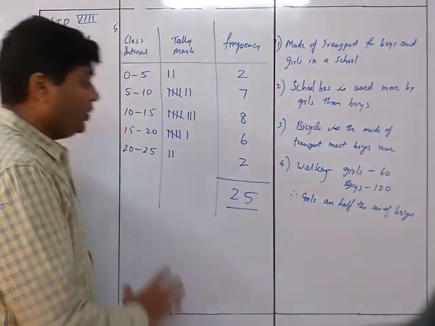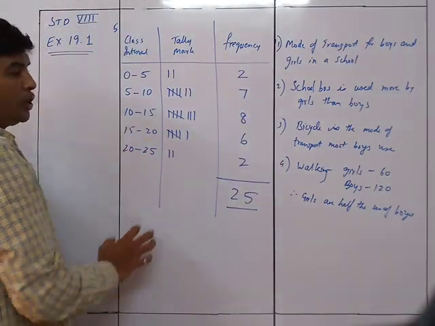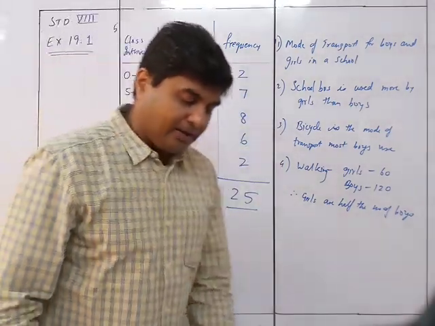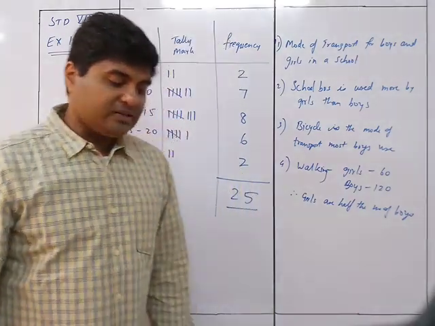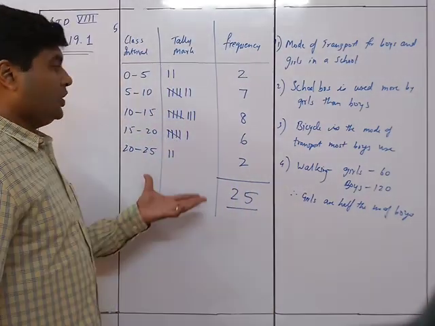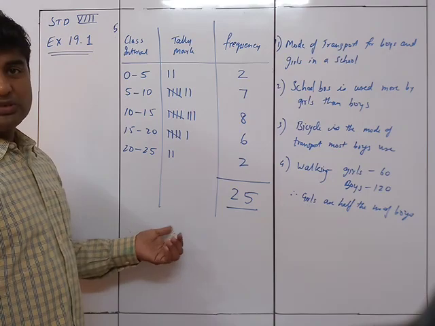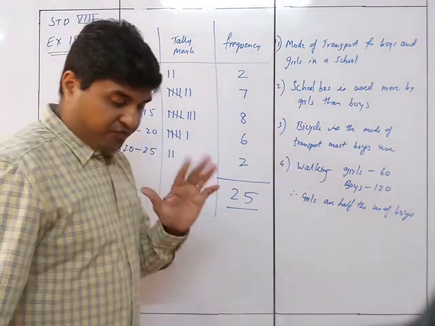So this is how you make grouped data. So this is grouped data. Construct a frequency distribution table for the grouped data over here. So this was question number 5.